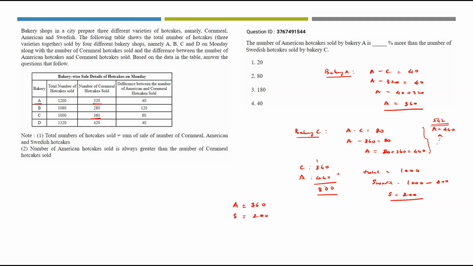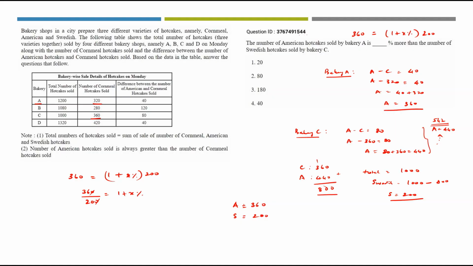Now they have asked, in the form of bakery A, 360 is how much percentage more? It means 1 plus X percentage is what we have to find, more than Swedish hotcakes, which will be 200. So let me take this computation separately. In the previous question they gave us 20% more, that's why we went with 1 plus 20%. Now they have asked us to find how many percent, so we are keeping that value to be X. So 360 is 1 plus X percentage of 200. We can bring 200 to this side. So 360 by 200 is equal to 1 plus X percentage.